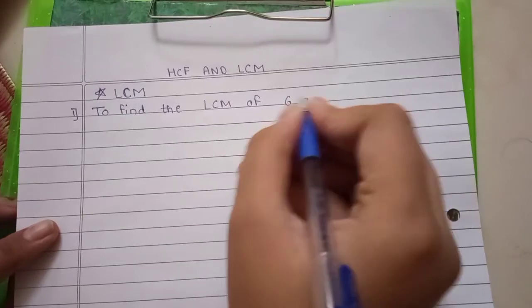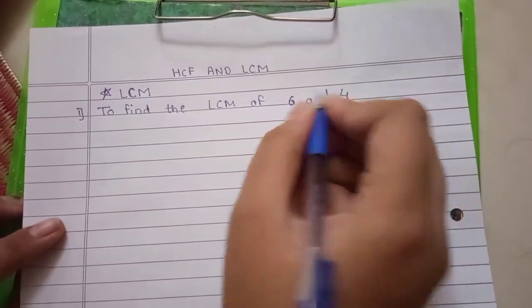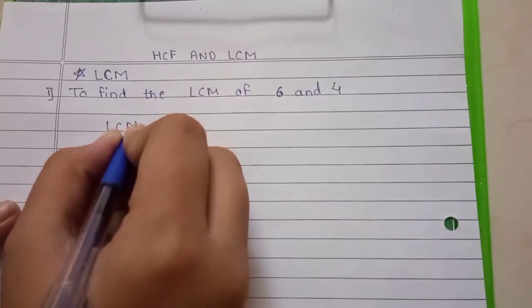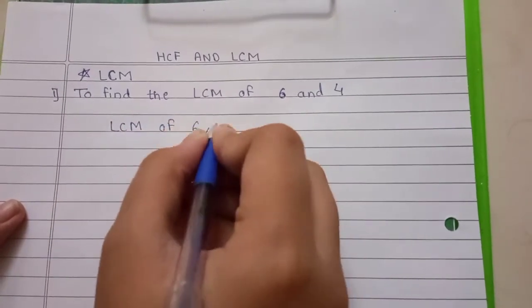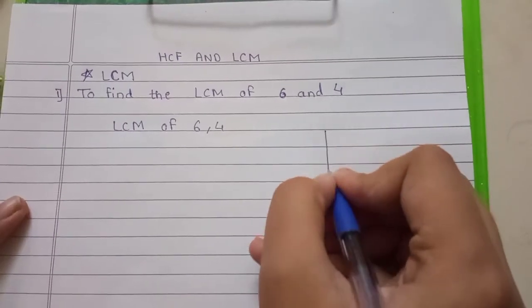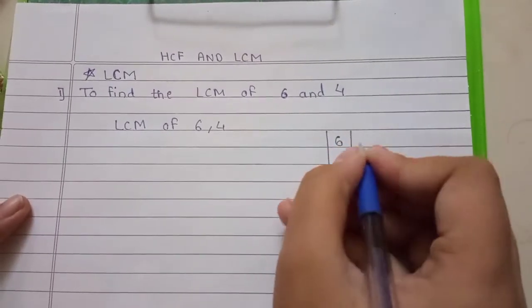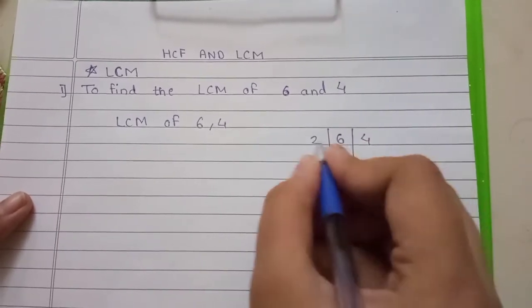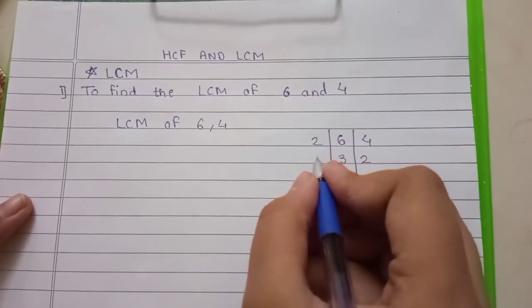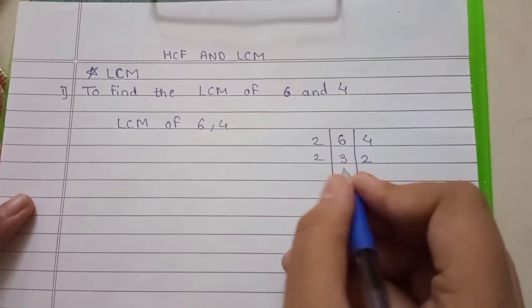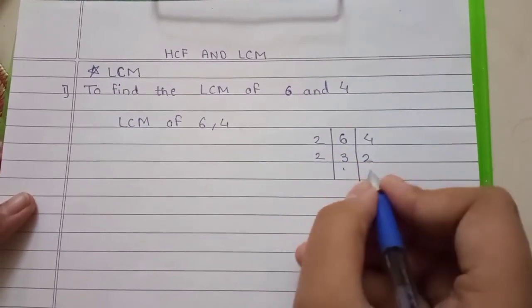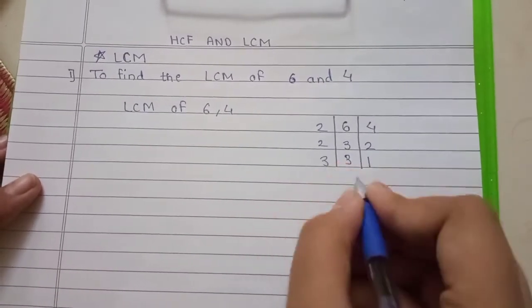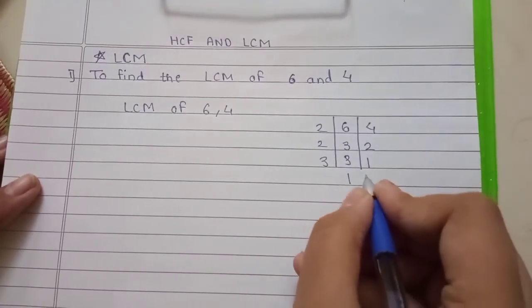To find the LCM of 6 and 4, we need the number that can divide both the numbers. LCM of 6 and 4. Here 6 and 4 can be divided by 2. 2 3s are 6 and 2 2s are 4. Then 3 we can write as it is, and 2 1s are 2, and again 3 1s are 3 and 1 as it is.